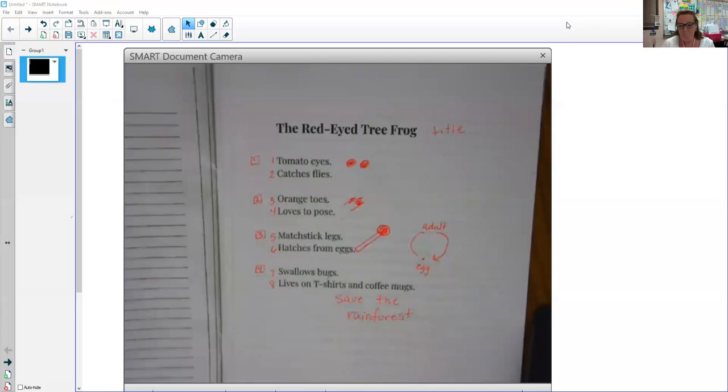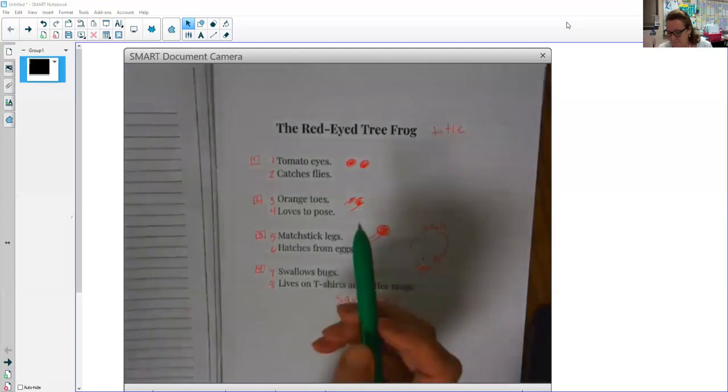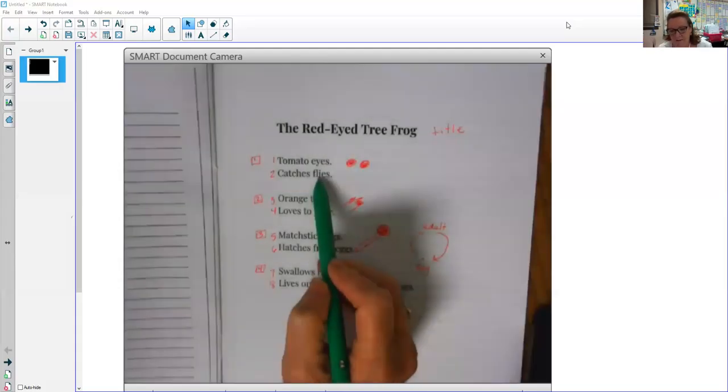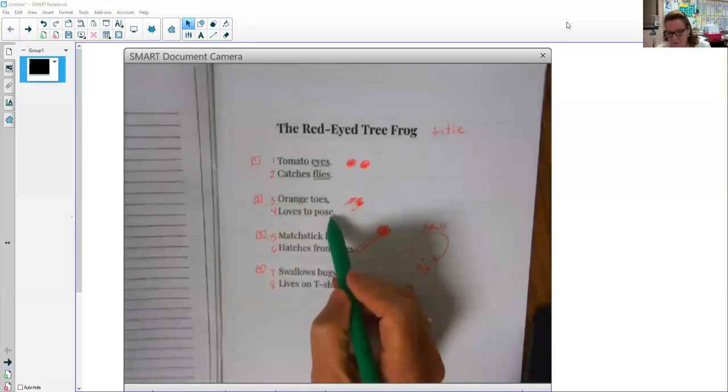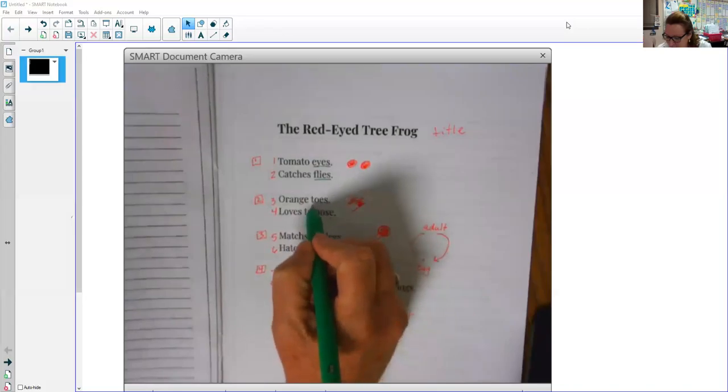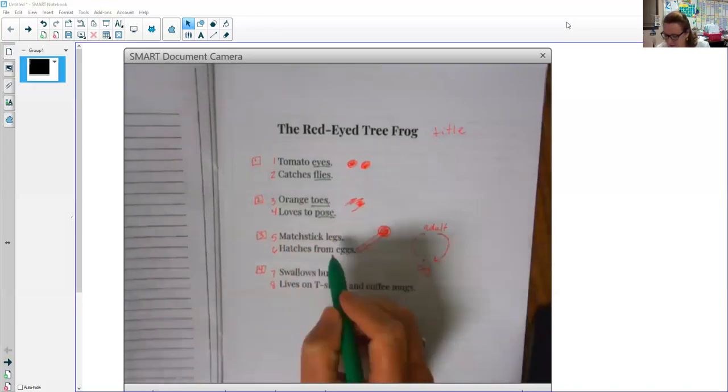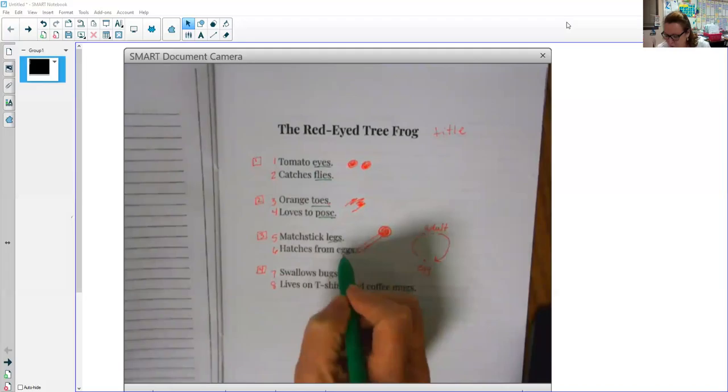Very cool. So I also want to look at this poem and I want to see what rhymes, because it's a very short poem. There's not a lot to it, but yet there is. There's a lot of things that you could tie in to this poem. So let's look. Eyes and flies. Does that rhyme? Yes, it does. What about toes and pose? Yes, it does again. Legs and eggs? Of course.